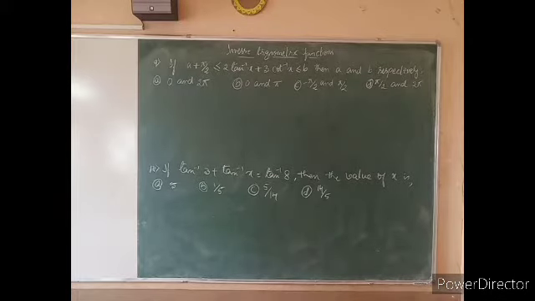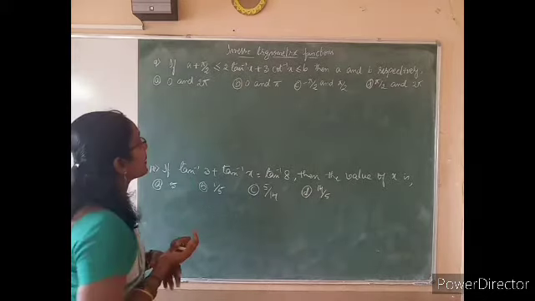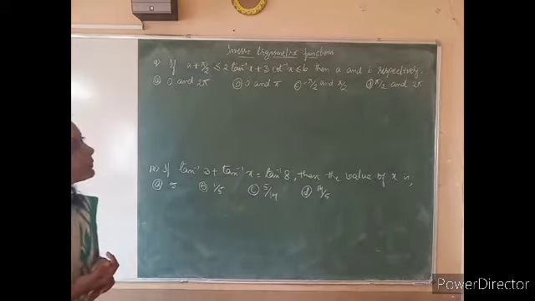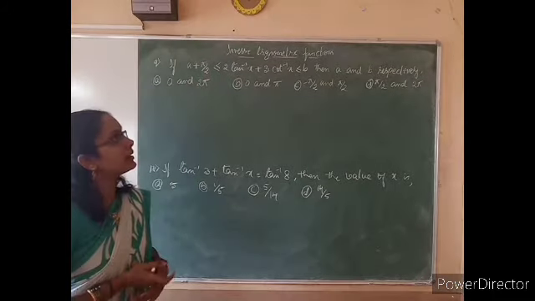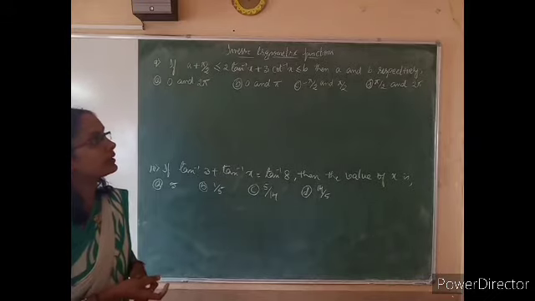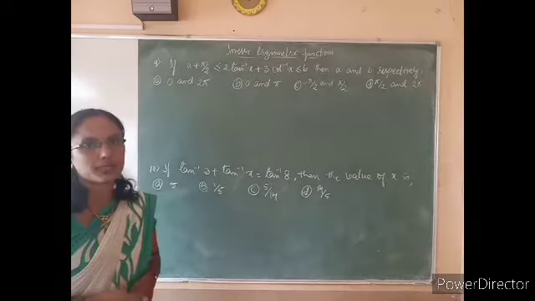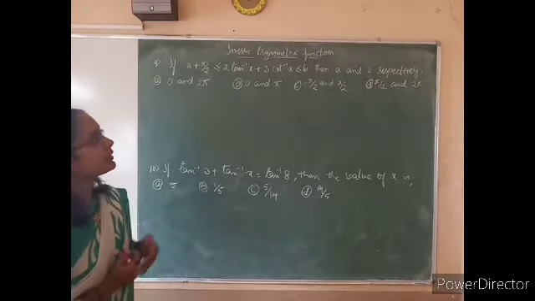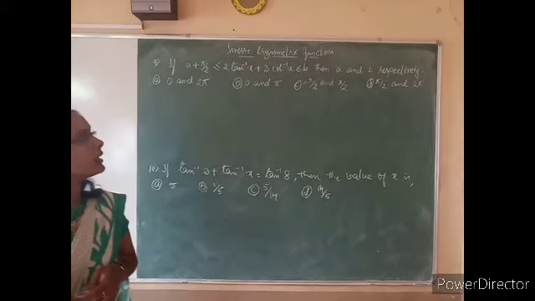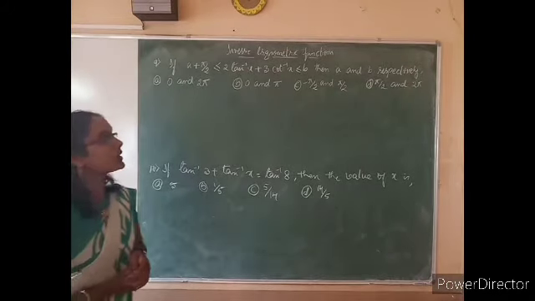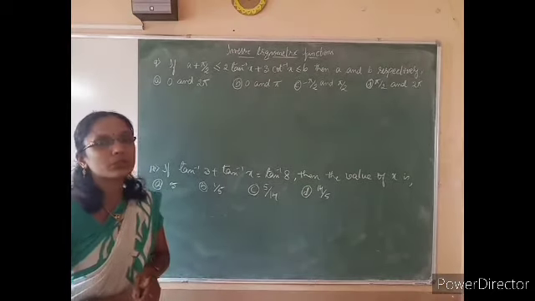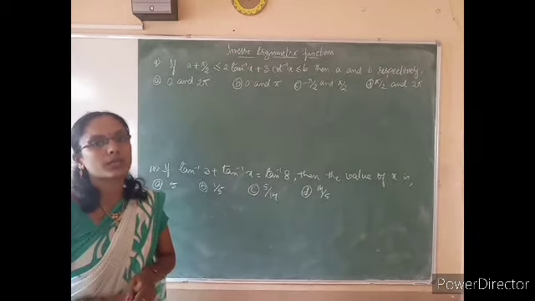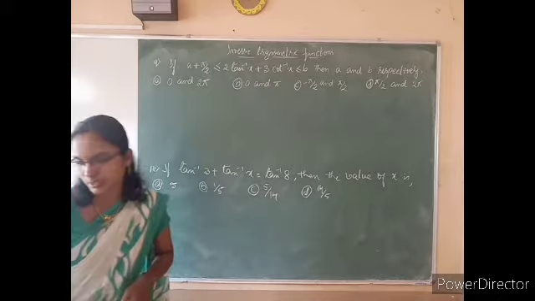The next question will be similar to the previous one. If a plus pi by 2 is less than or equal to 2 times tan inverse of x plus 3 times cot inverse of x, less than or equal to b, then find the values of a and b respectively. So again we have to use the same concept: tan inverse of x plus cot inverse of x is equal to pi by 2, and you must know the range of inverse trigonometric functions.